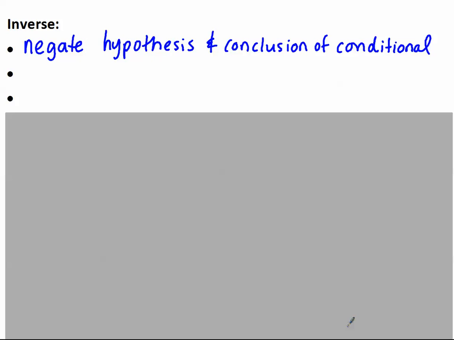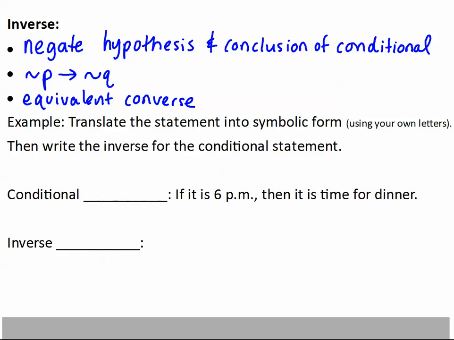Since it's of the conditional statement, that means the order stays the same. We just put the negative. Negative P, then negative Q with the squiggly symbol. Remember that the inverse is equivalent in meaning, in truth value, to the converse. Let's look at an example.